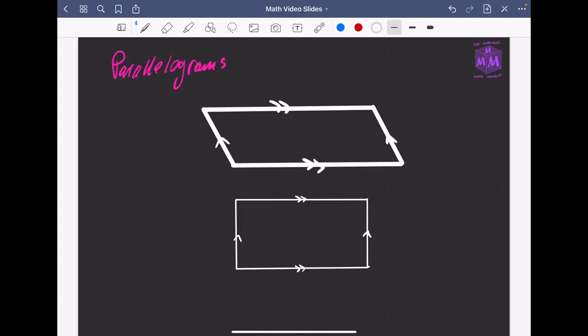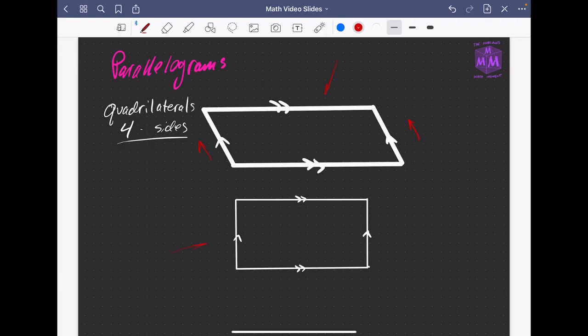Parallelograms are quadrilaterals, which means they have four sides. And as the name implies, we have pairs of parallel sides. In our first diagram, you'll see that my two sides that are kind of horizontal are parallel to each other, and my two sides that go at an angle this way are parallel to each other. Here's another parallelogram.